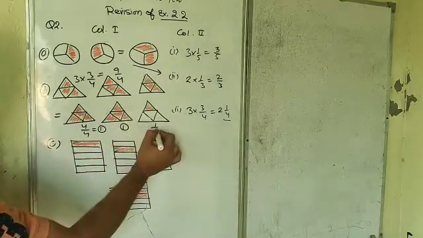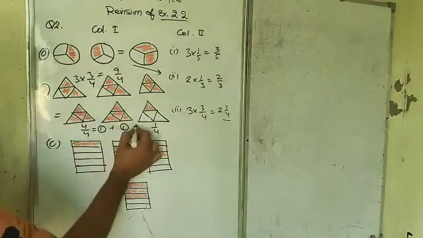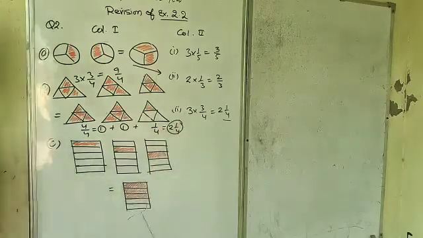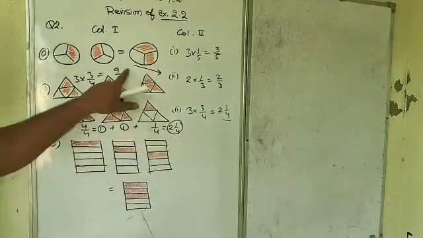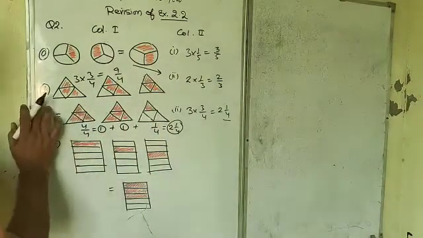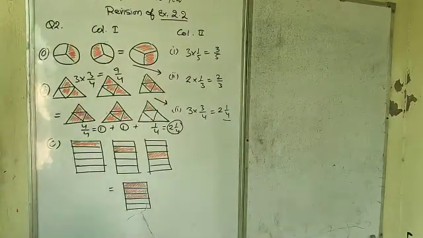It is representing 1 by 4. 1 out of the 4 parts is colored. So 1 plus 1 is 2, plus 1 by 4. It means it is also representing 9 by 4. So now you can compare: part B is representing the equation of the third one.